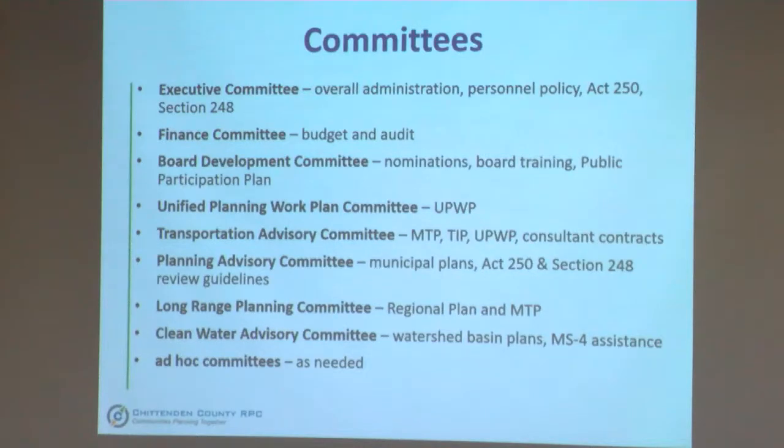We then have what in our bylaws is called the Unified Planning Work Plan Committee, or sometimes we call it the Unified Planning Work Program Committee. That document, the UPWP, guides our annual work. I'll go into that a little bit more later. That committee only meets three times early in the calendar year to make a recommendation on the work plan.